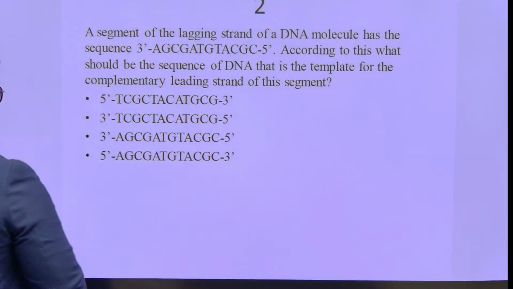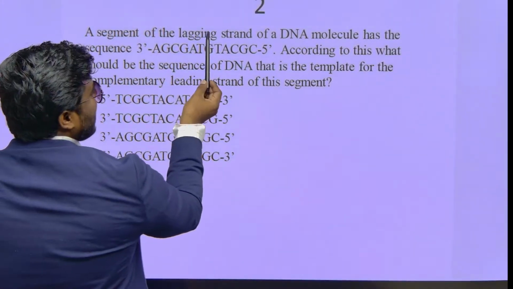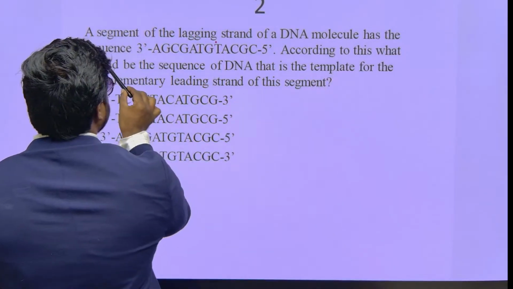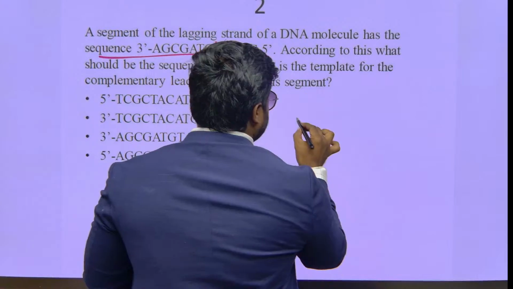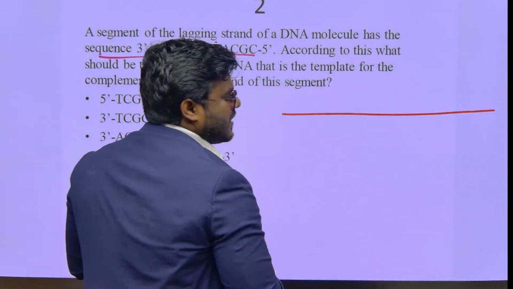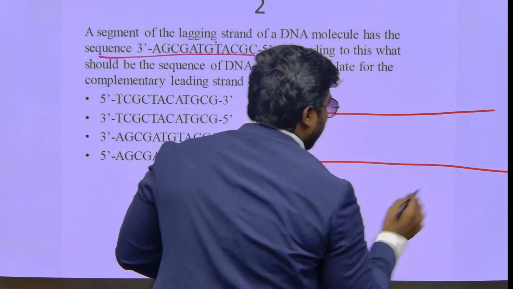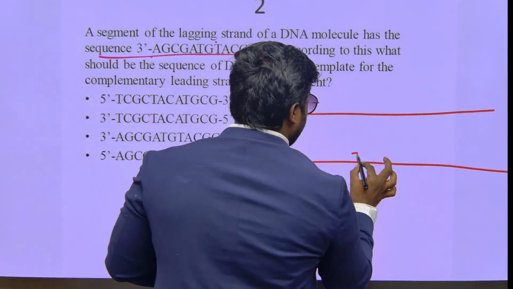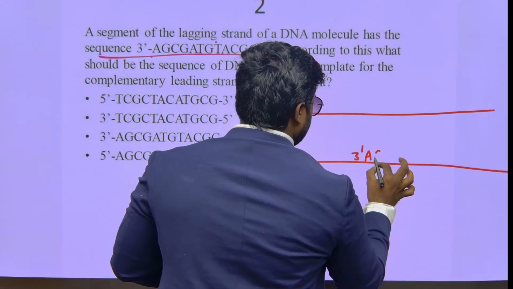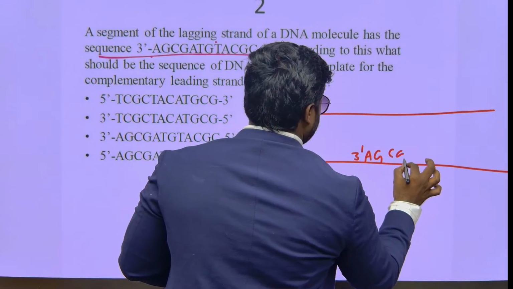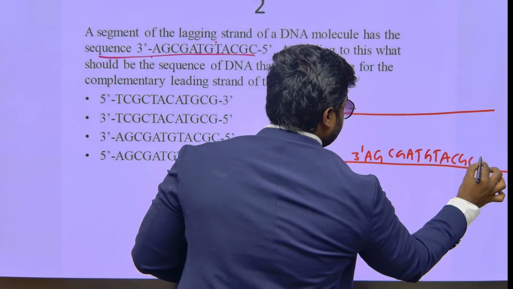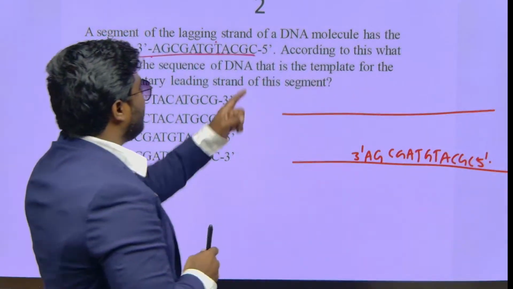Okay. Look into the given question. A segment of the lagging strand of the DNA molecule has this sequence. Okay, so let's write it. Consider this is the leading strand, and this is lagging. Correct? So let's write that sequence. Tell me, 3 prime. Correct? This is the first statement.